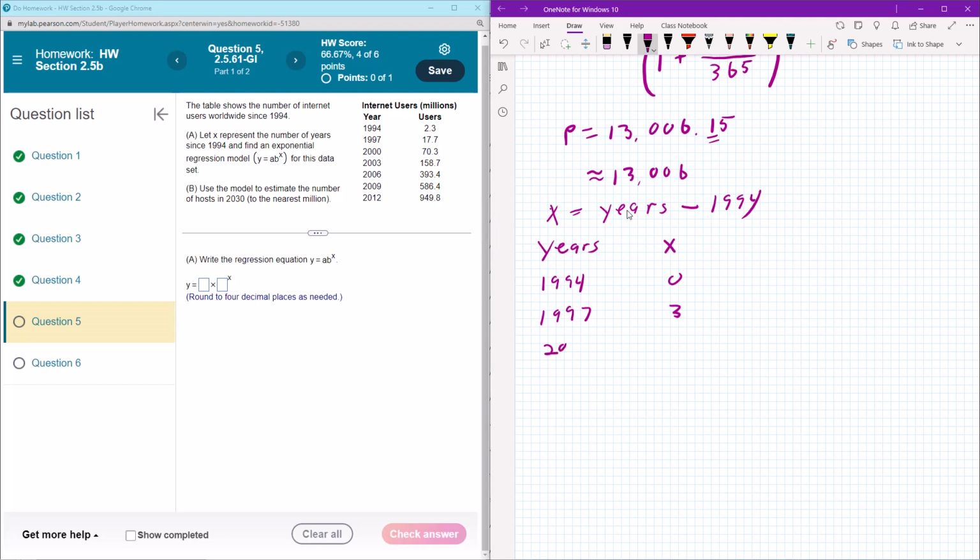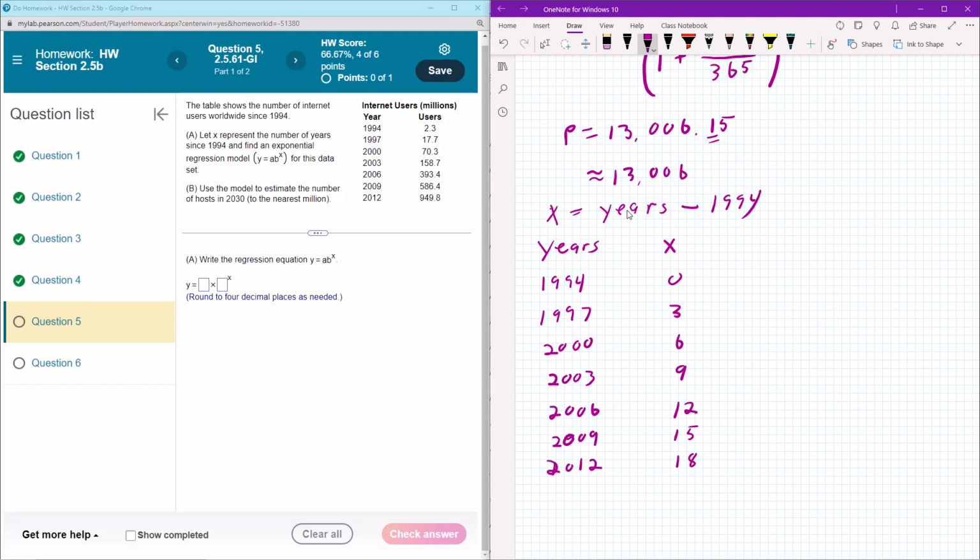2000, 6. 2003, 9. 2006, 12. Notice how we're incrementing by 3 all the time. 2009, 15. 2012, that should be 18.